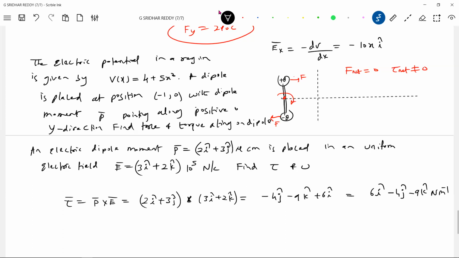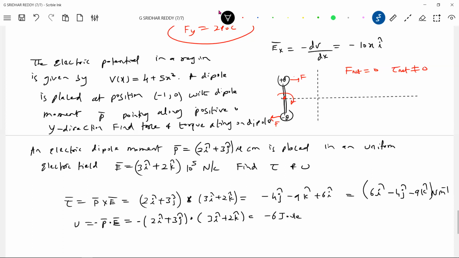Newton meter. Similarly, the potential energy formula will be p bar dot E bar. p bar will be 2i cap plus 3j cap, dot. i dot i is 6, i dot k will be 0, j dot i will be 0, j dot k will be 0. So minus 6 joule.